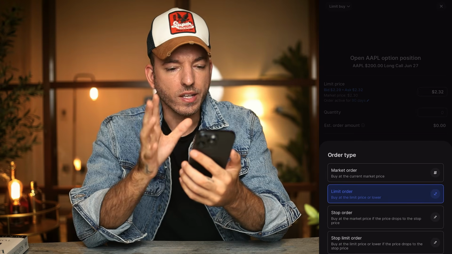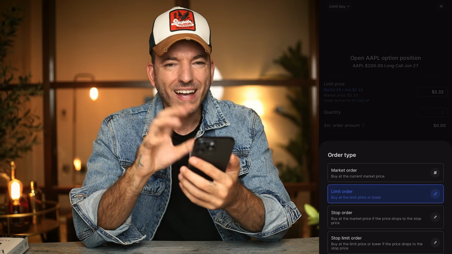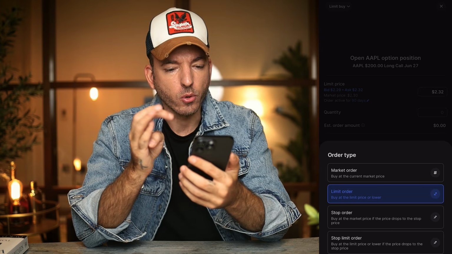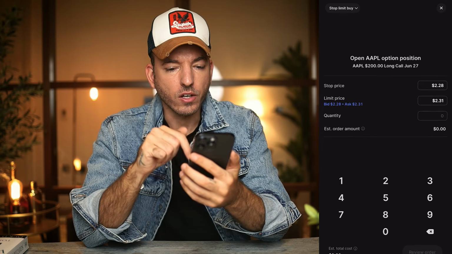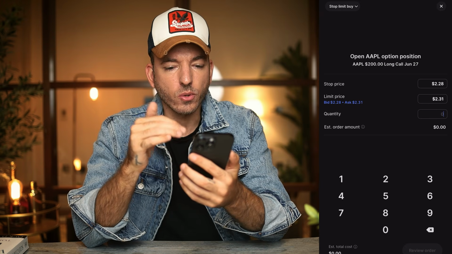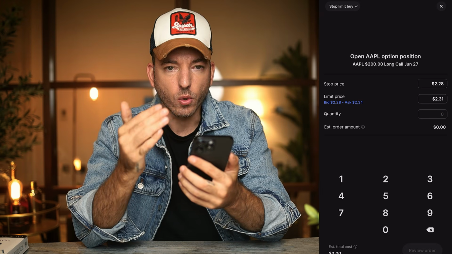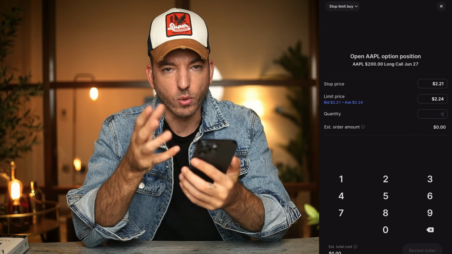Now, a stop limit order. This one is interesting, but a little bit confusing. A stop limit order adds more control than a regular stop order, right? It has two things, as you can see. If I click it open, you'll see it has a stop price and a limit price, right? The stop price triggers the order, and the limit price sets the maximum or minimum that you're willing to accept for this trade, right?